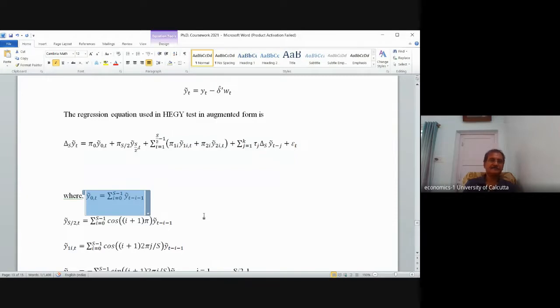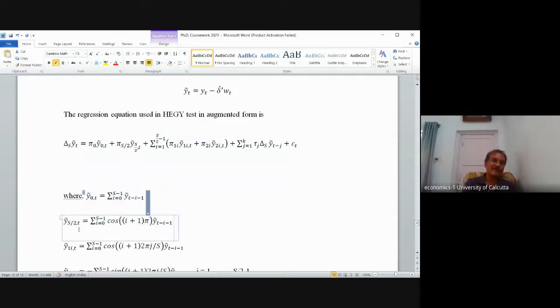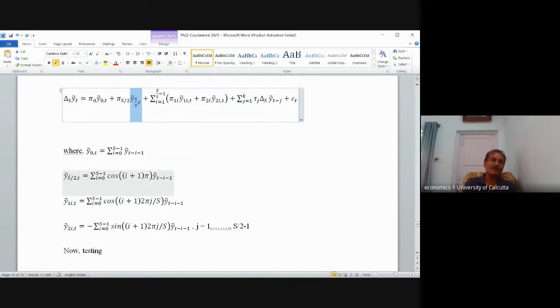Clear? Yes, sir. Now y tilde s by 2t, this part, y tilde s by 2t is equal to, again you can write sum of cos of I plus 1 pi y tilde t minus I minus 1, I varies from 0 to s minus 1. So what would be the expression for quarterly series? Again put here s is equal to 4.